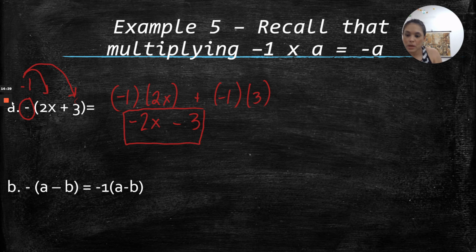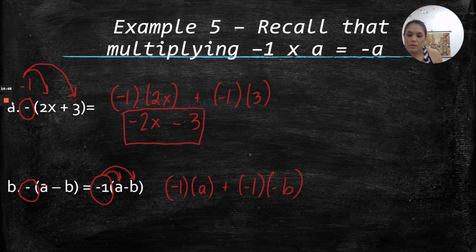Okay, same problem here. We're going to distribute this negative 1. This is a negative 1, which I wrote right here, and we distribute this. So negative 1 times a plus negative 1 times negative b. This is negative a plus b, and that is the answer.